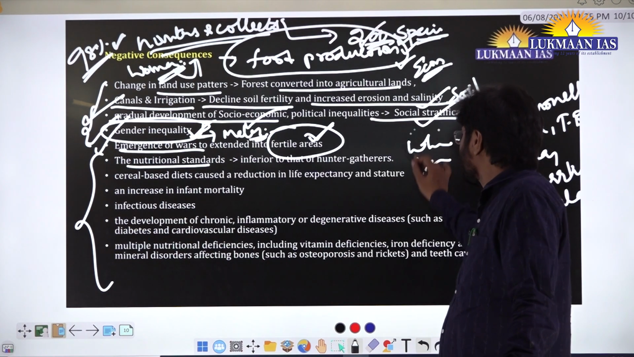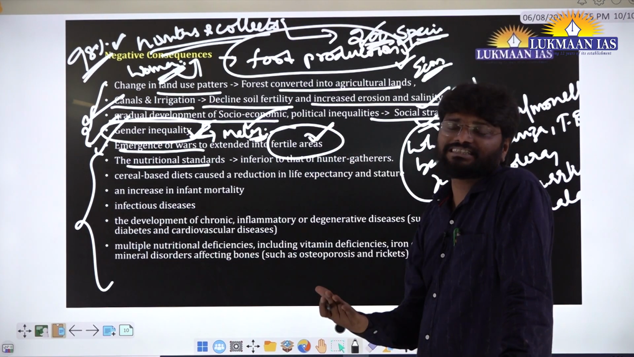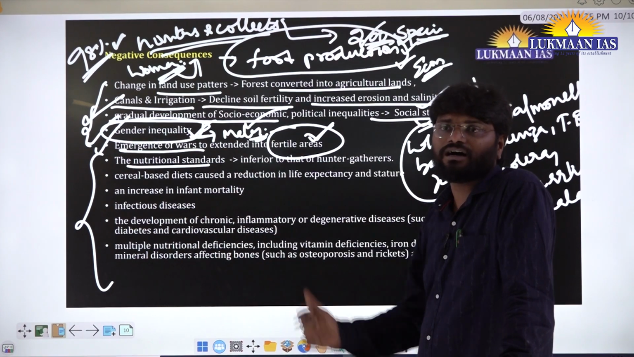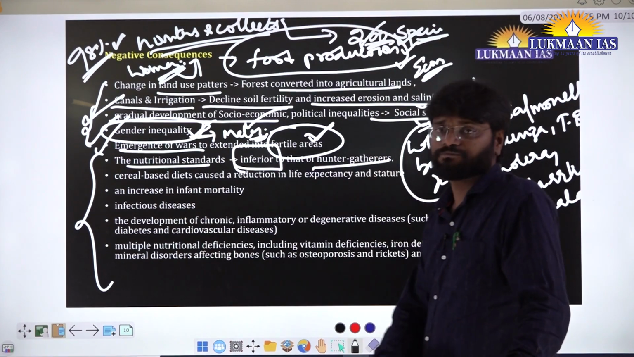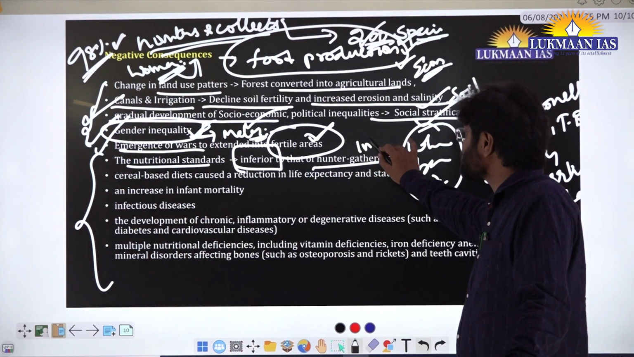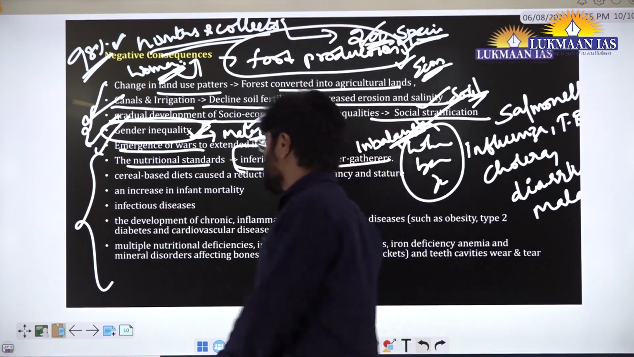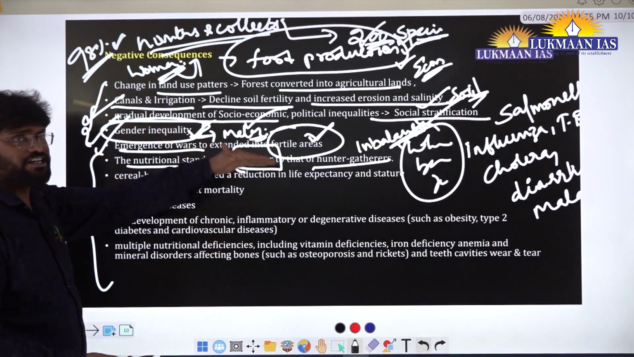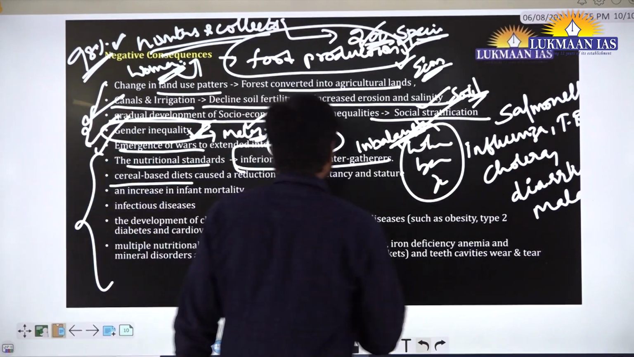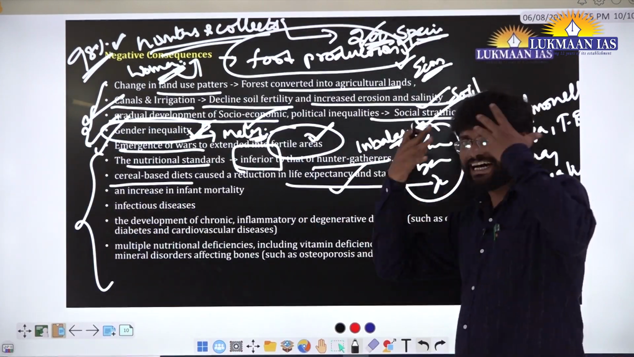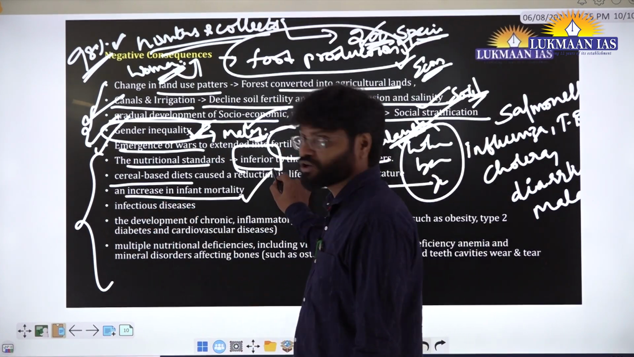That means dependency on a few species of plants and animals, a decline in diversity by moving from the hunting and gathering phase to the agriculture phase. So our nutritional standards are inferior to the hunting and gathering stage. Thereby we have been taking imbalanced food since the emergence of agriculture. Next, this diet of the Neolithic we call a cereal based diet, which reduced our life expectancy as well as stature. So this is a direct consequence, and also increased infant mortality rate.